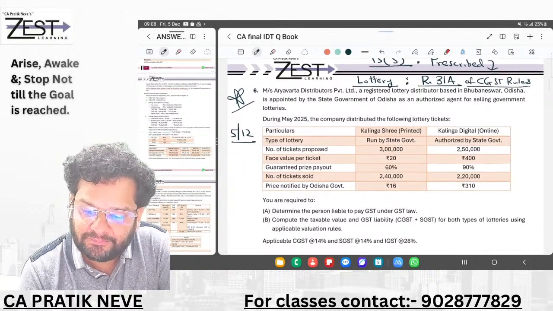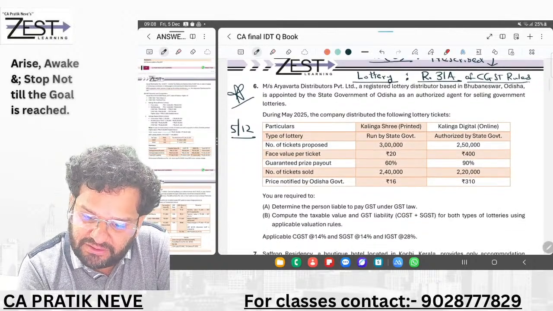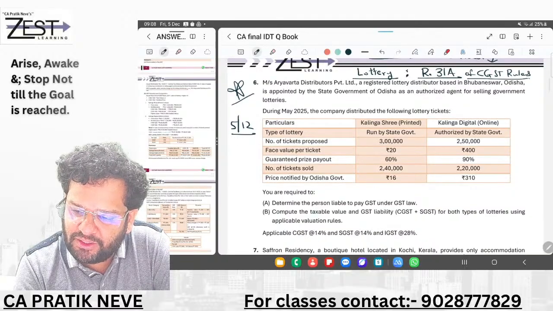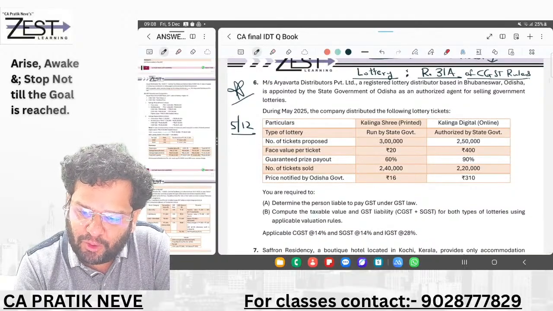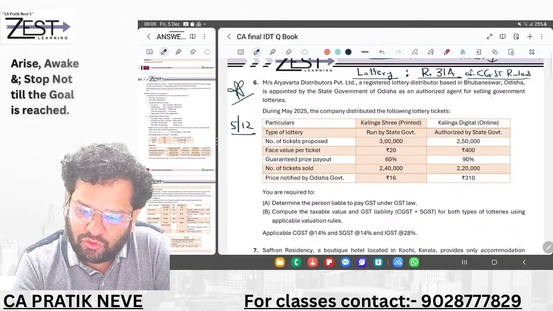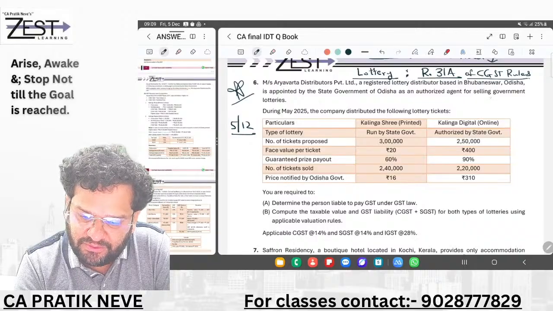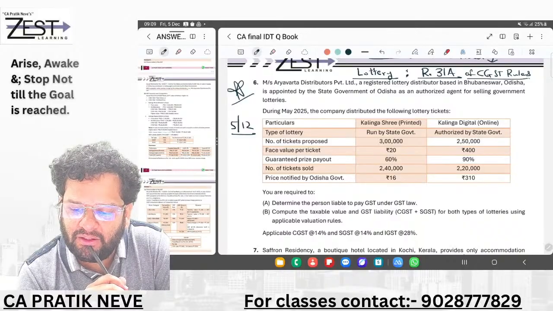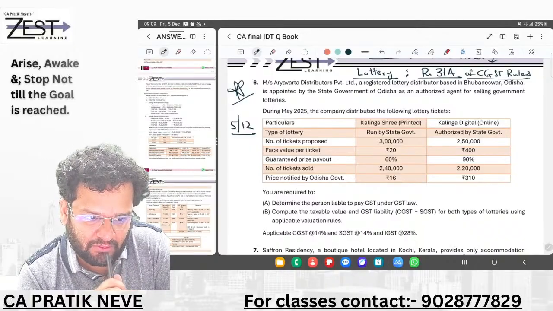Now see, Messrs. A Distributors, a registered lottery distributor based in Bhubaneswar, Odisha, is appointed by the state government of Odisha as an authorized agent for selling government lotteries. During May 25, the company distributed the following lottery tickets.